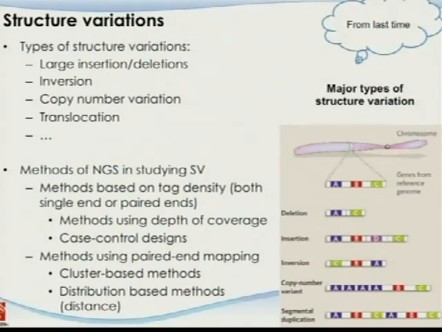And the other one is for the distribution-based methods. So basically, that's evaluating the distance between two pairs and how that can give us an indication whether there's a large insertion, deletion, or other type of structural variation. Okay? So this is everything that we talked about last time.